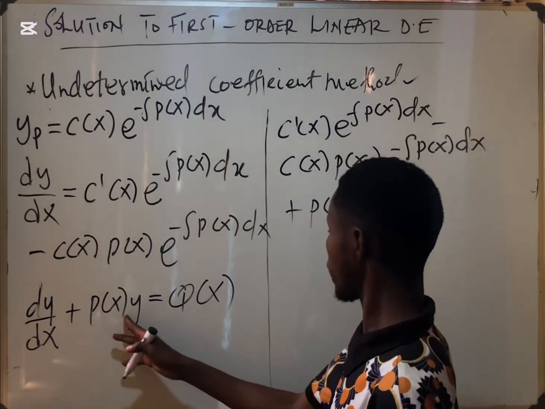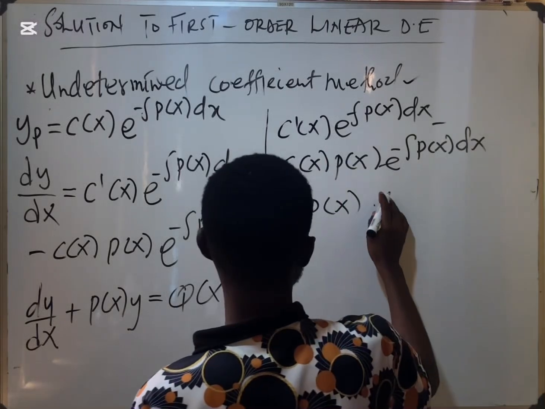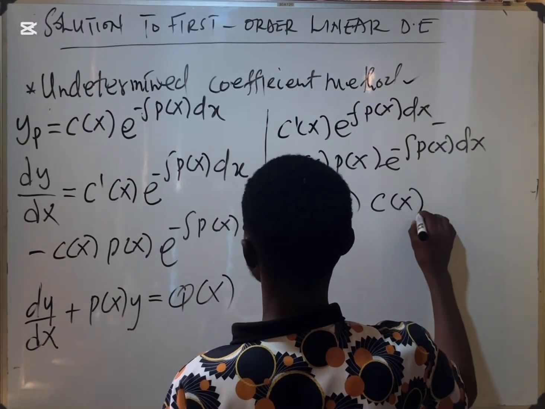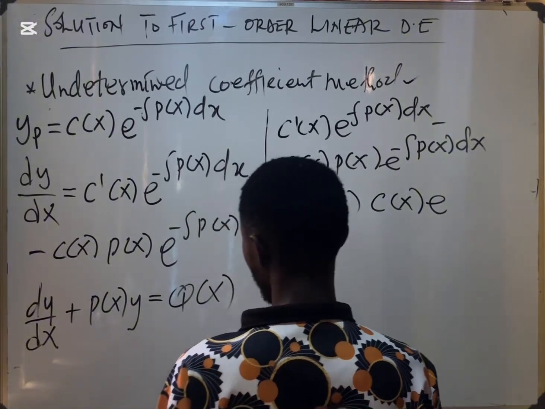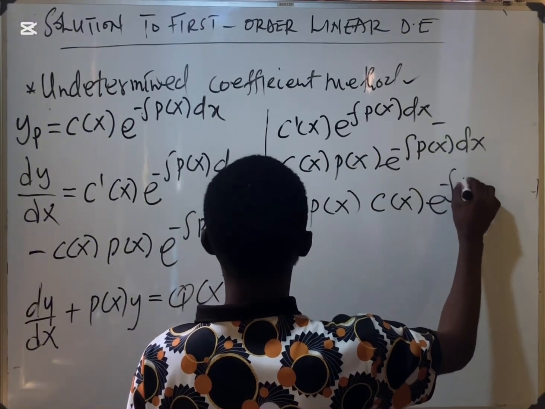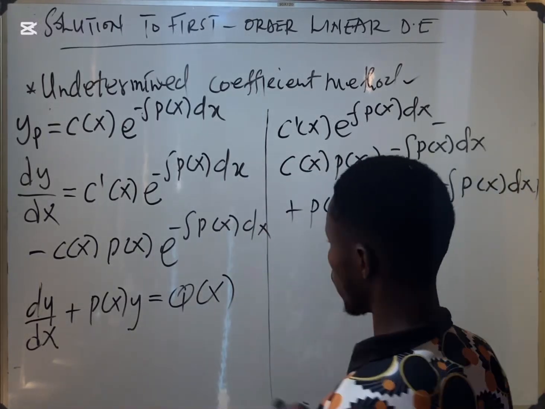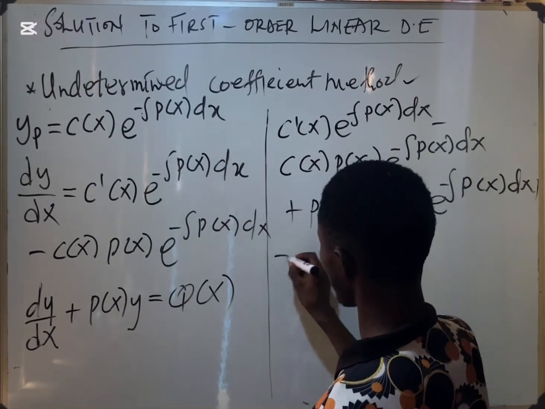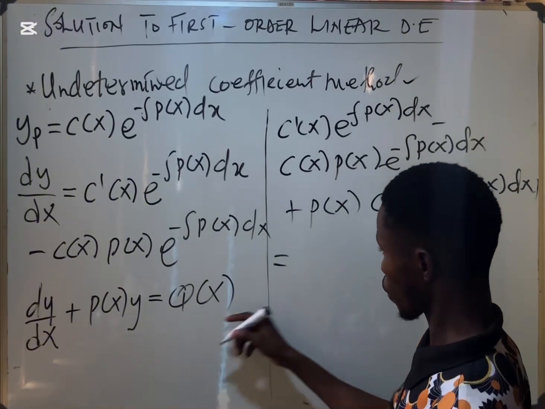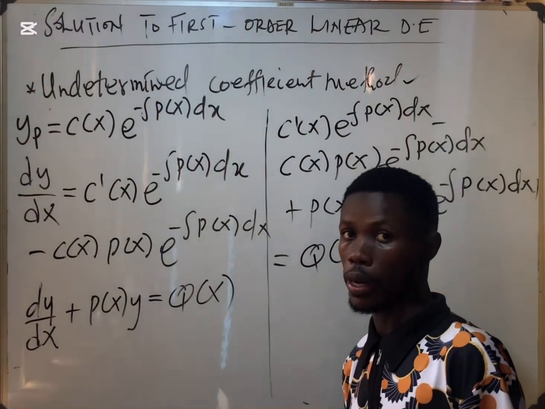So p of x multiplied by y, and I'm saying that this is my y, which is c of x e exponent negative integral of p of x dx. Then I'm done with this one, equals k of x. We don't know k of x, so let's maintain that one.